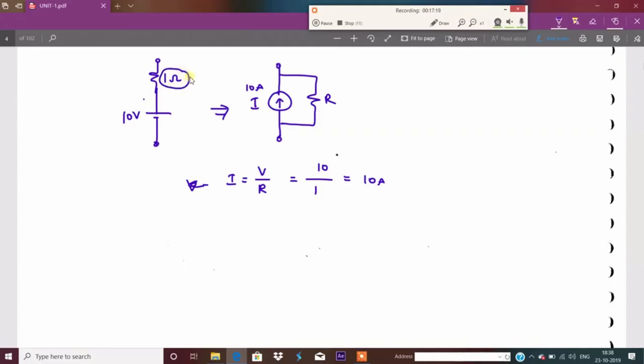What is the resistance available here? 1 ohm. That resistance we can replace in parallel. This is the way to convert the voltage source into a current source. I hope it is clear how to convert the voltage source to a current source.